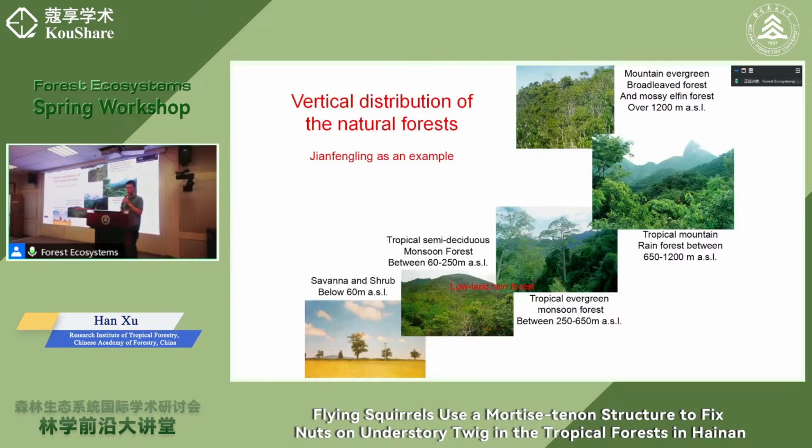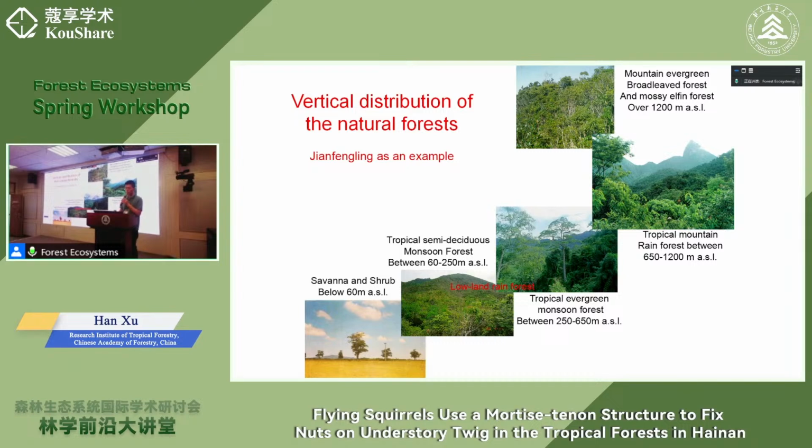There are several different vegetation types in Hainan Island. This is the vertical distribution of the vegetation types in Hainan Island. I list Jianfenling's vegetation as an example. The highest part is the mountain evergreen broadleaf forest, and second, the tropical mountain rainforest. Below is what we call the lowland rainforest, composed of 2 vegetation types: one is the tropical semi-deciduous monsoon forest, another is the tropical evergreen monsoon forest. And the fifth one is the savanna and shrub. The elevation is very low.